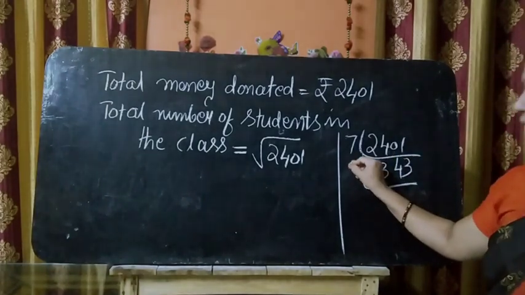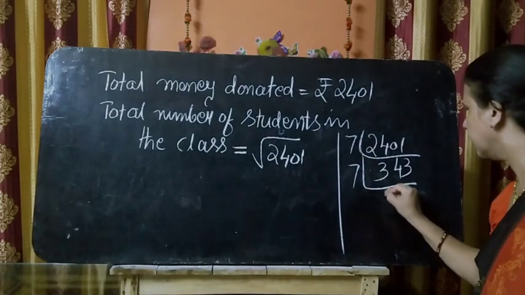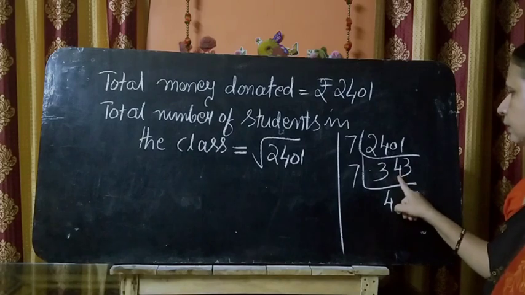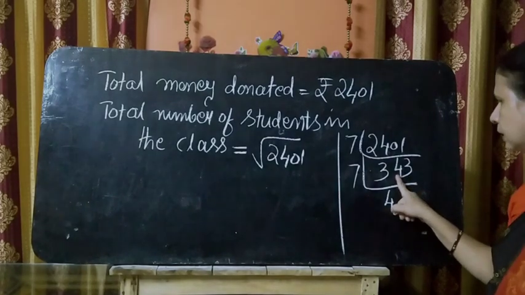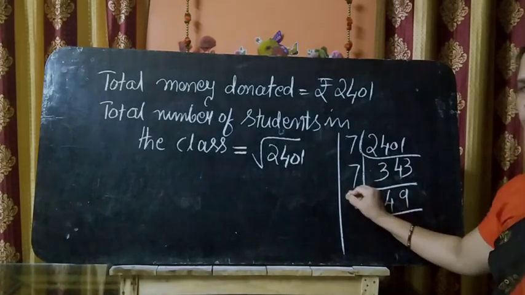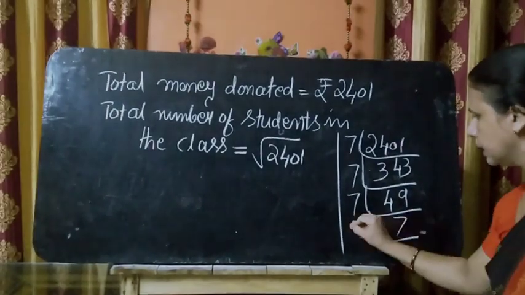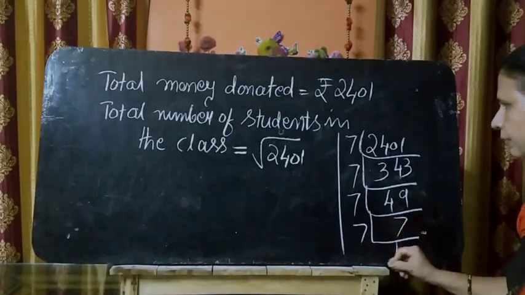Then take the factor 7. 7 4s are 28. Then 6 left. 6 3 63. 7 9s are 63. Factor is 7. 7 7s are 49. Again factor is 7. 7 1 is 7.